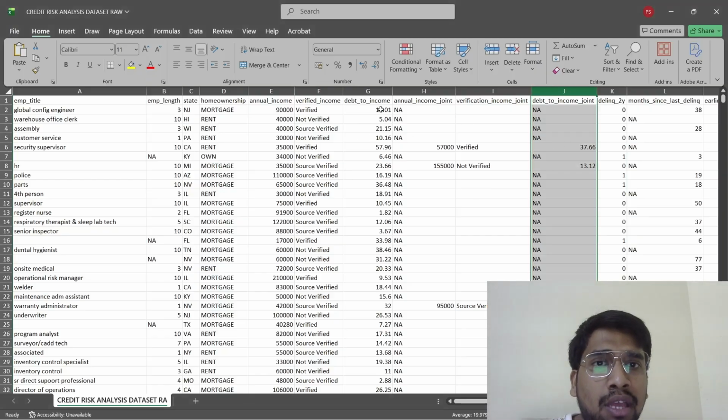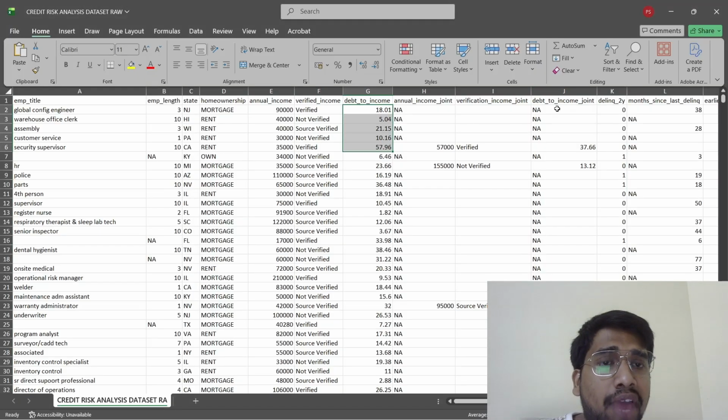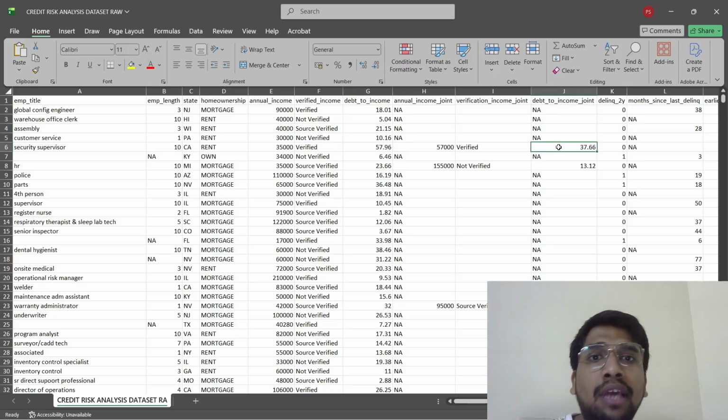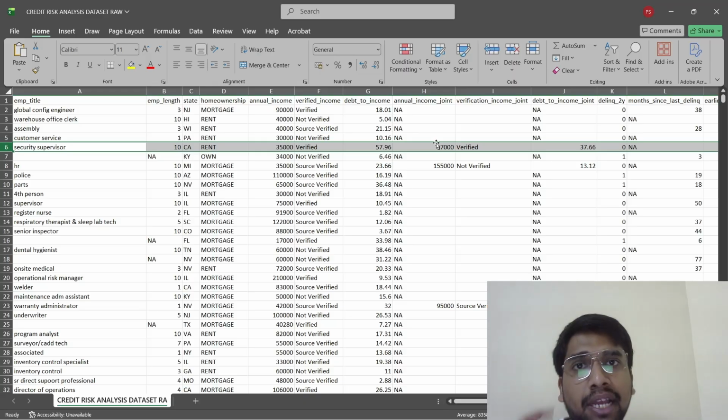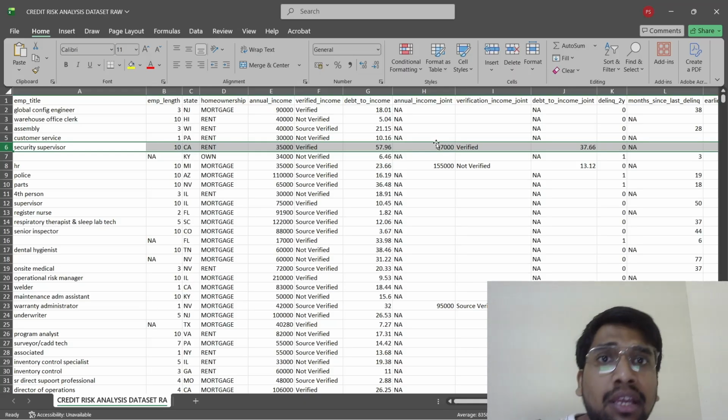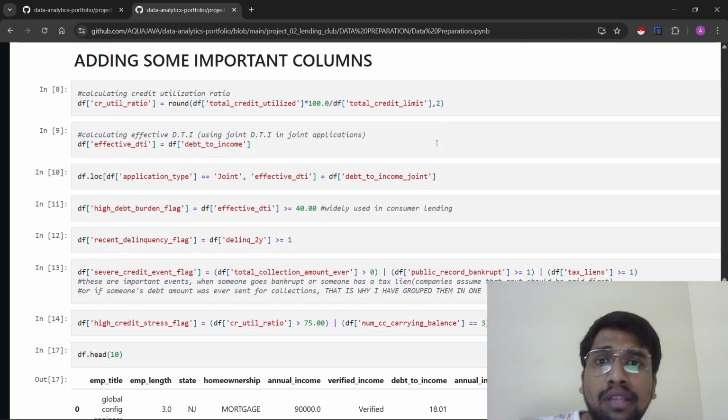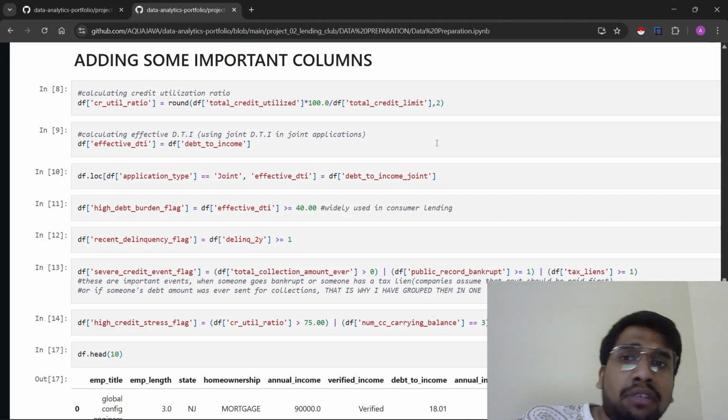Here you can see, till here you have NA in the debt to income joint, but here you have 37.66 for this person. Although their individual DTI is given, since the application type is joint, we are more interested in the joint DTI of the application. This is just what effective DTI was about.